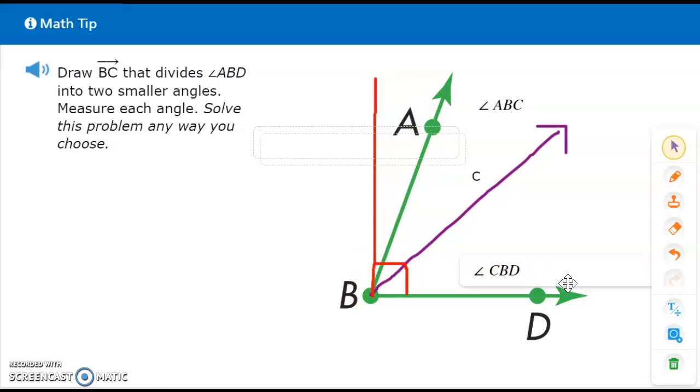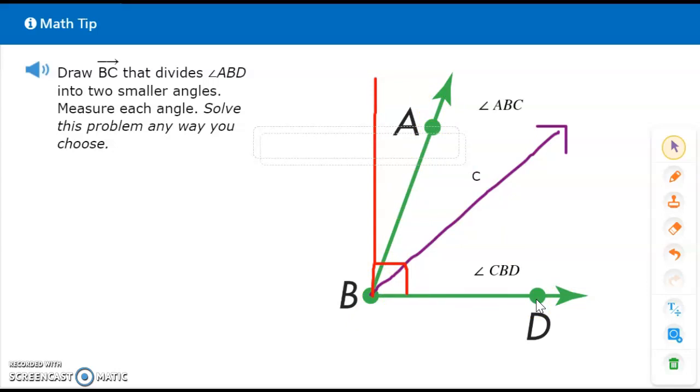So think of it like any other addition problem, or like a fraction problem. When you add 1/2 and 1/2, you get 1 whole. In this case, when you add angle ABC to angle CBD, you get angle ABD.